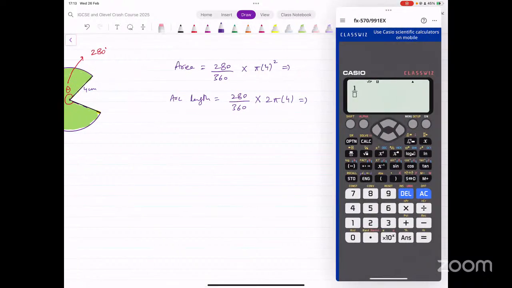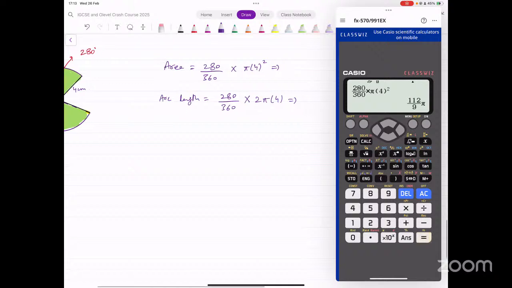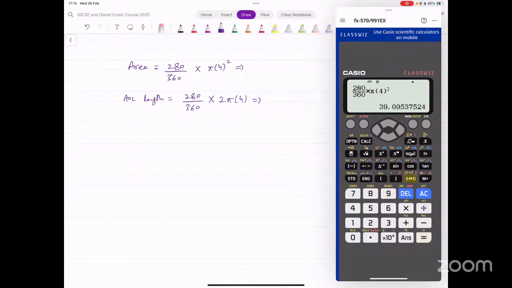Let me quickly do these calculations. 280 divided by 360 times pi r squared. So that's pi into 4 squared. And that's giving me 112 over 9 pi in decimals to 3 significant figures. That becomes 30.1. What about the arc length? The arc length is given by 280 over 360 into 2 pi r, 2 pi into radius, and that's giving me 19.5. That's the arc length that we get in this.